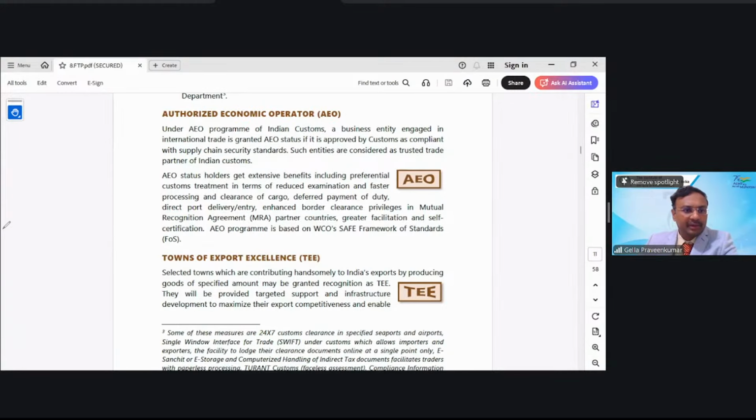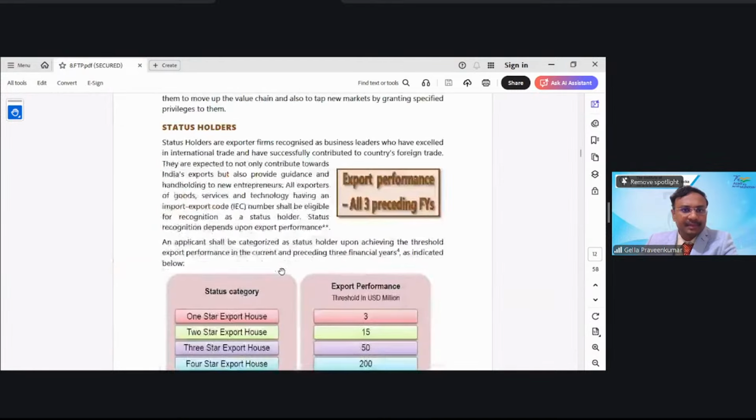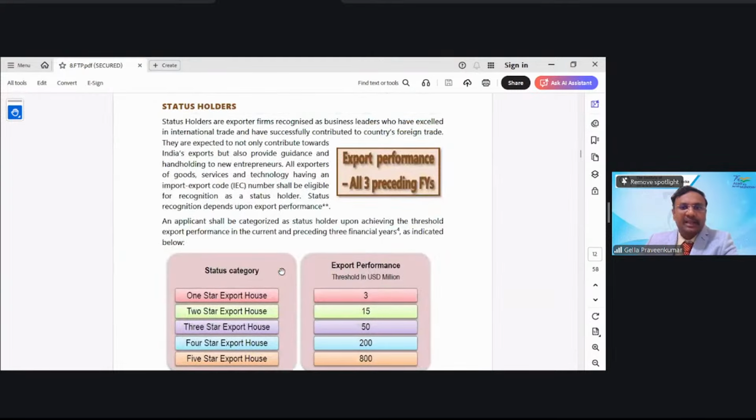Then moving forward, status holder. In examination, you may have a 1 mark MCQ on the basis of this status holder. Let's understand, and then I'll explain from the exam point of view. Status holders are exporter firms.